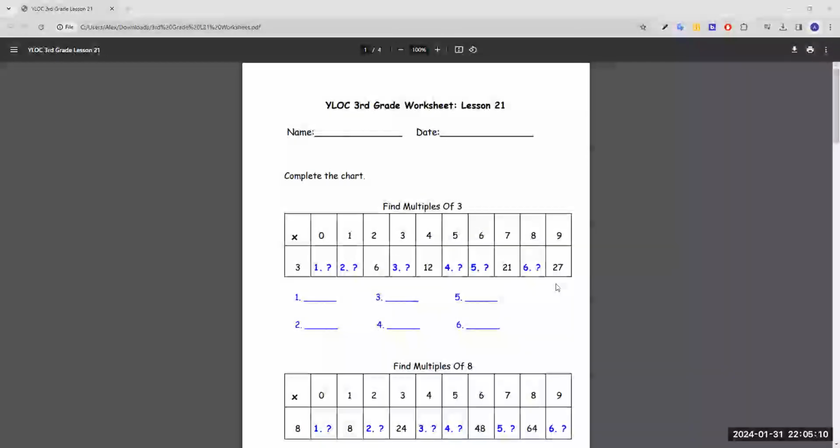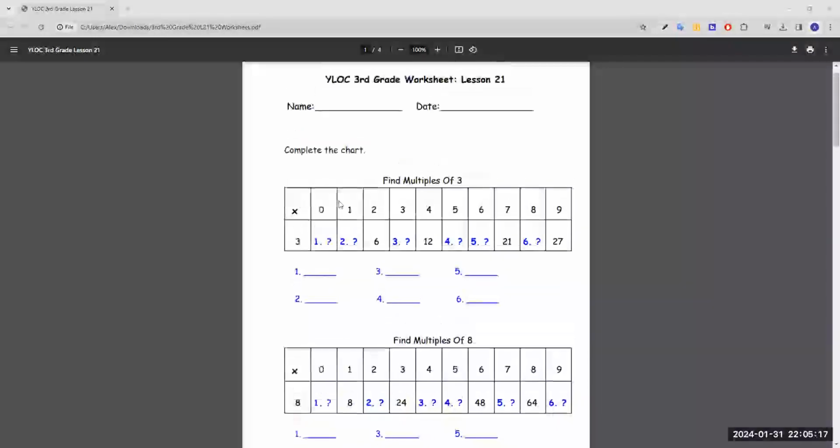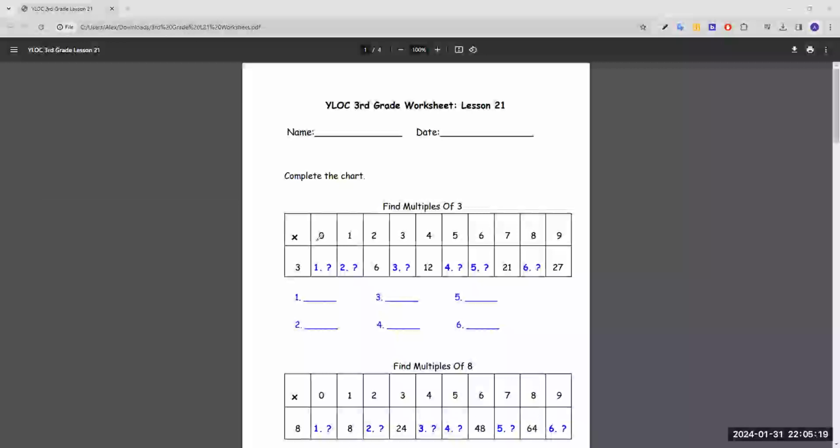Today we're going to be doing third grade worksheet lesson 21. So let's start off with completing the chart. So we're going to multiply the top row with the number on the second row that's to the very left. So it's 3 here. So 3 times 0 is 0. 3 times 1 is 3. 3 times 3 is 9. 3 times 5 is 15. 3 times 6 is 18. And 3 times 8 is 24.